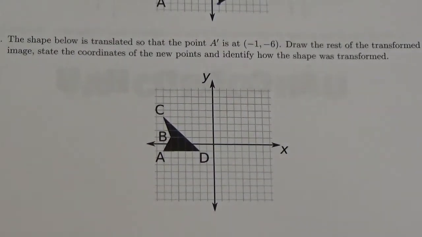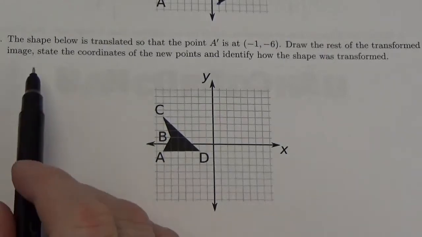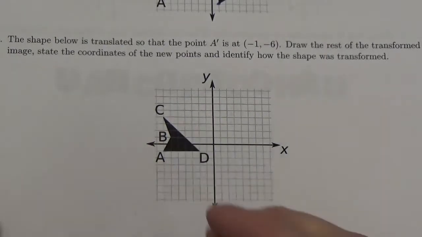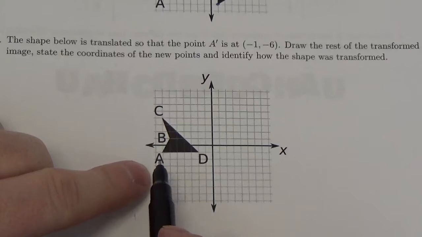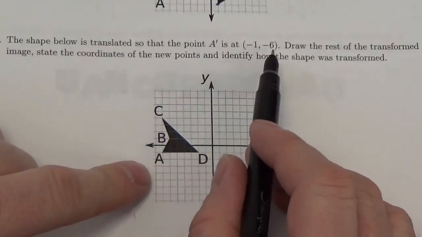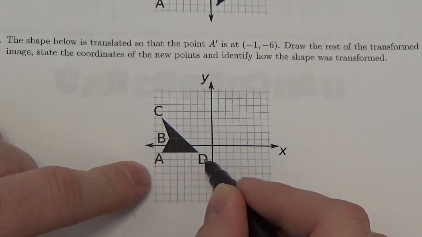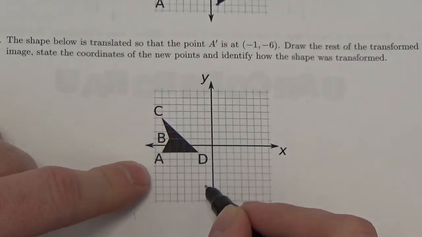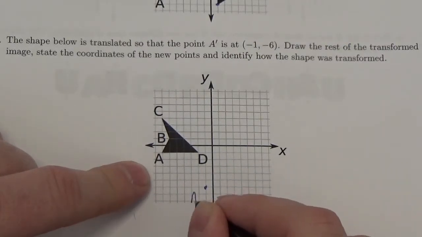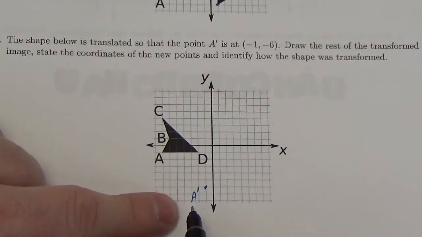Okay, well, for this question right here, it says that the shape below is translated so that the point A primed, so that's the A, has been moved to -1, -6. So that means -1, then 1, 2, 3, 4, 5, 6. That means it's right down here. There's my new A value.